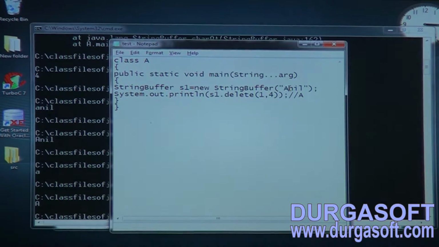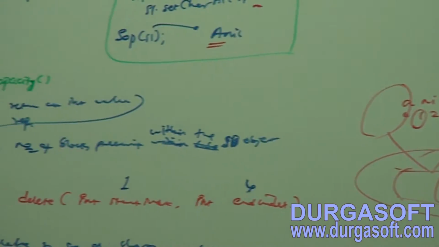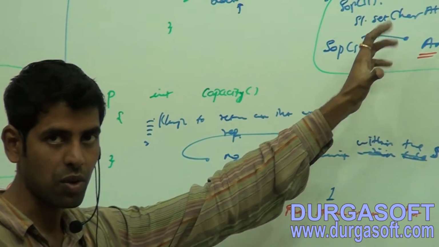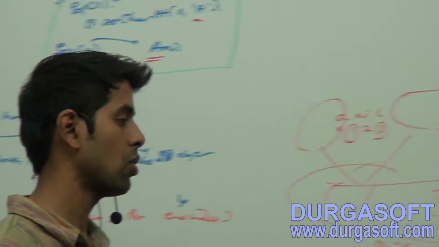Now observe here. I'm using this set caret method, right? Directly I have used delete 1 comma 4. Here I have considered the set caret method, that's why the data here is what? Capital A. Okay, let me go with that itself.